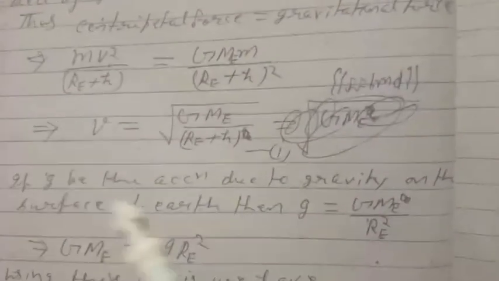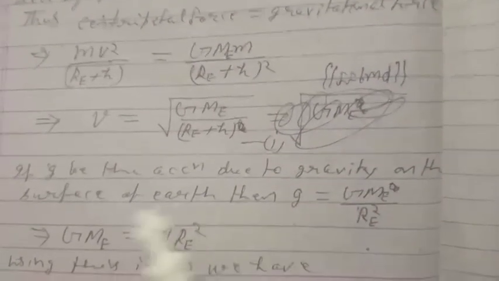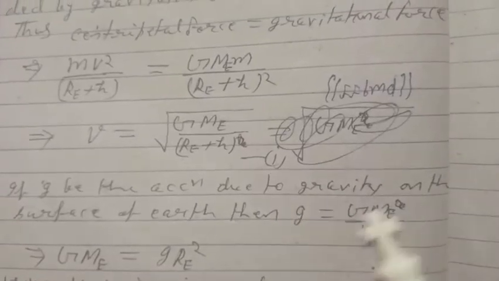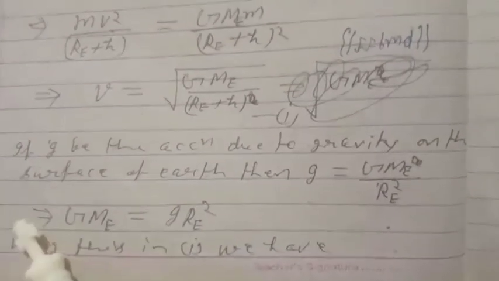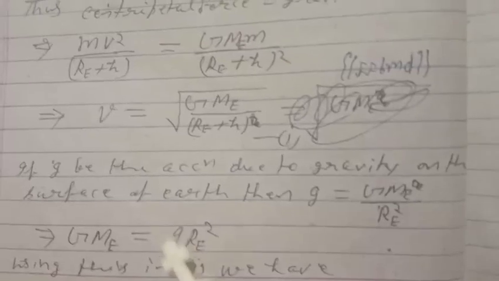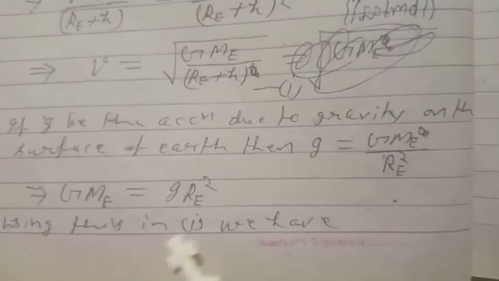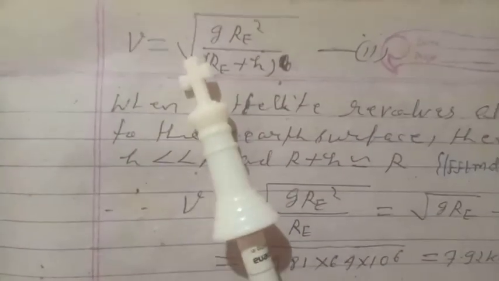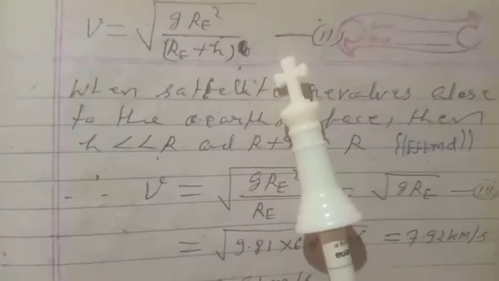Now, if g is the acceleration due to gravity on the surface of Earth, then g equals G ME by RE square. This implies G ME equals g into RE square. Using this in equation 1, we have v equals under root g RE square by (RE plus h).